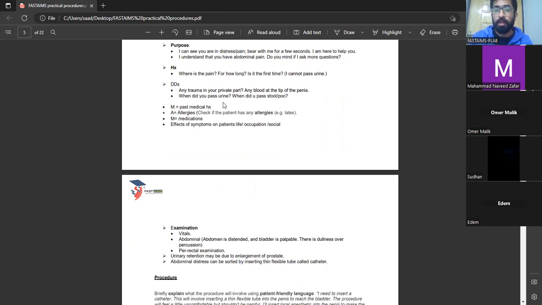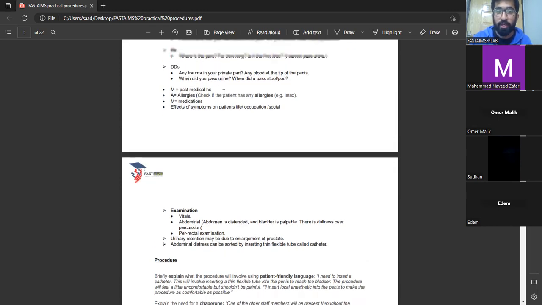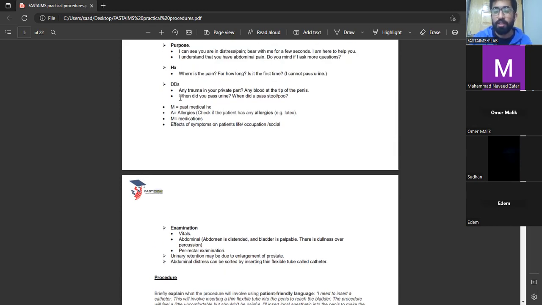Okay, now another thing has been added to your knowledge: the pain is in the suprapubic region. It's most likely urinary pain, a bladder pain, and for how long? 6 to 8 hours, and 24 hours have passed. He has not passed urine, and it's the first time. To rule out the differential diagnoses, like any trauma in your private part or any blood at the penis, you can ask this. And when did you pass urine?